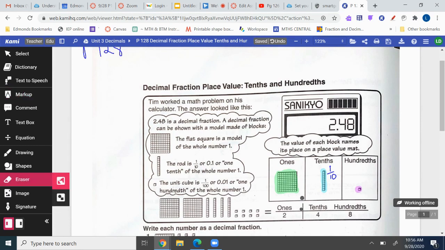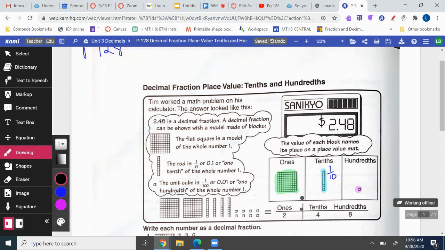So if we put a dollar sign up here, it might make a little bit more sense to you of understanding tenths and hundredths. Like these would be dimes and these would be pennies. And we would write this as 1 over 100, where this would be 1 over 1, or just 1. So when we're looking at that, that is what we're going to look at.